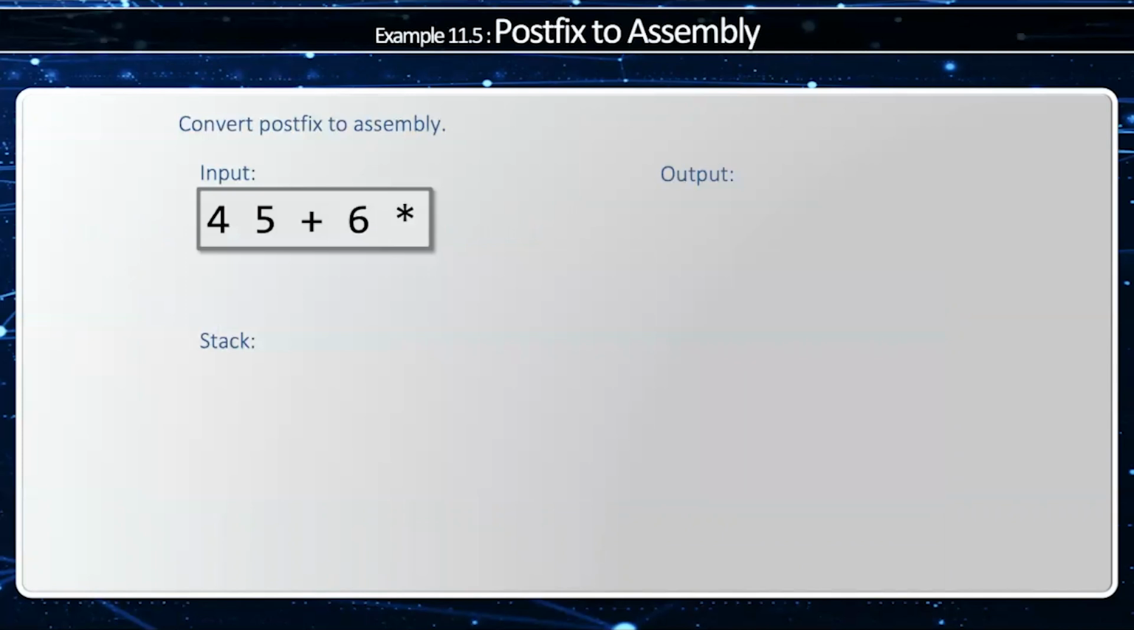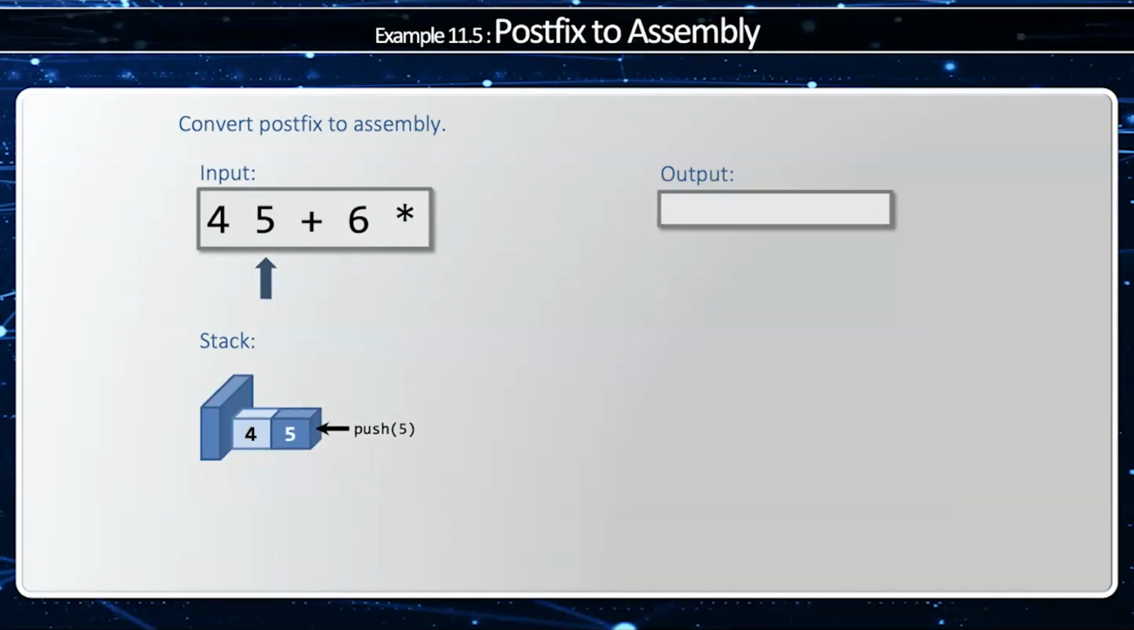Okay, so here's my input, which is in postfix notation, 4, 5 plus 6 times. Now what I'm going to do is push the operands onto the stack, and the operators will get converted to output. So first of all, I'll say 4. Now 4 is an operand, so I push it directly onto the stack, and there'll be no output. And then I'll say 5 is an operand, so I'll push it onto the stack, and once again, there's no output.